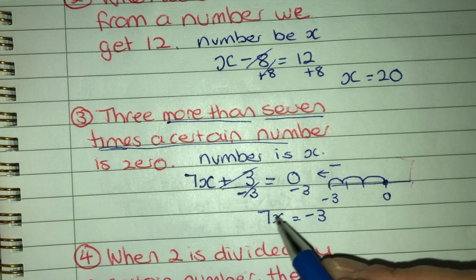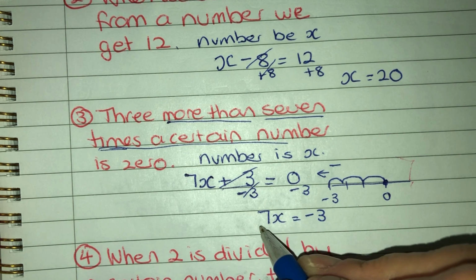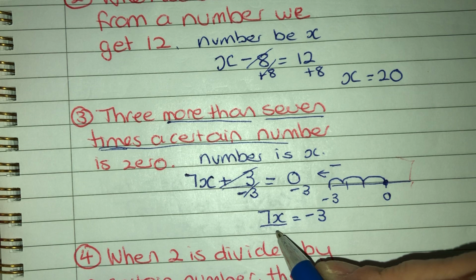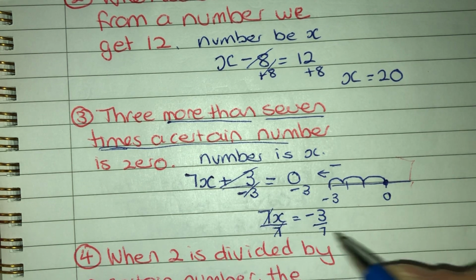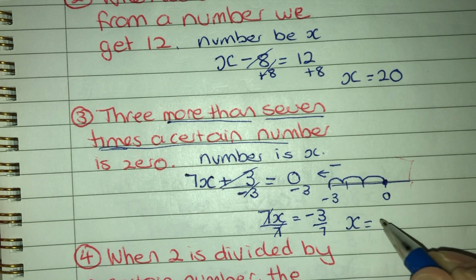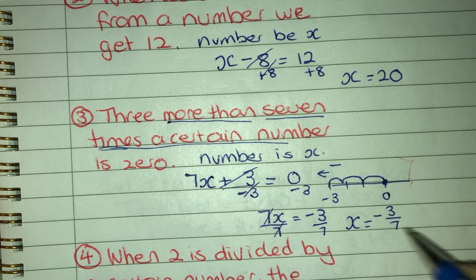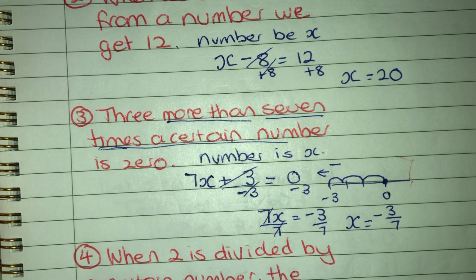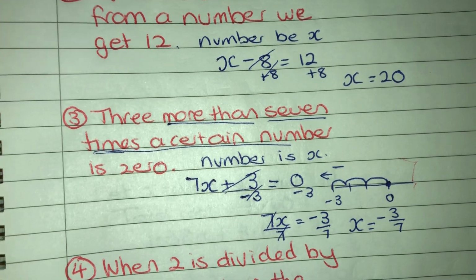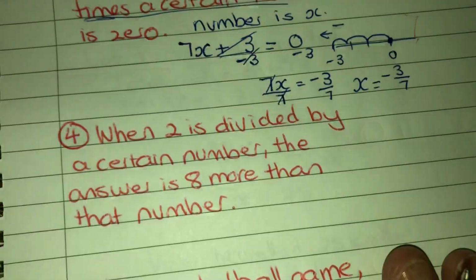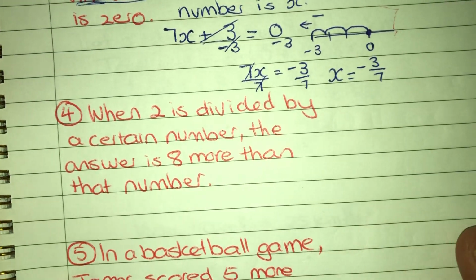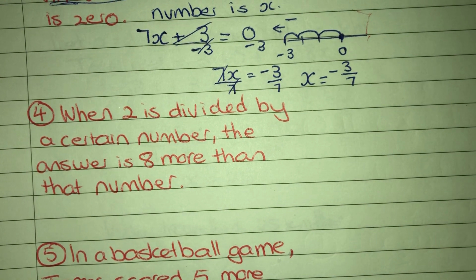Now we have 7 times x. The opposite of times 7 is divided by 7. They will cancel. So your x is minus 3 on 7. Now, I did go quite fast, so don't forget you can rewind this video if you need to. Okay. Next one. Please press pause while you write the question out.